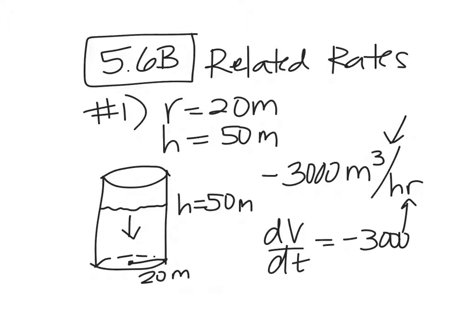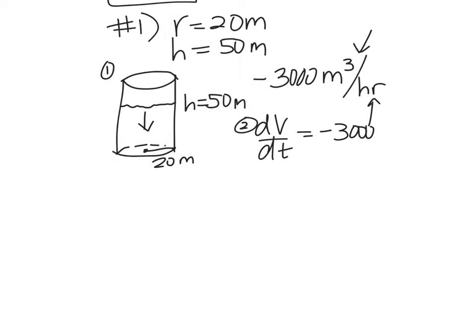So step 1, I have to draw the figure, which we did. Step 2 asks me to identify the variables and the rates. So I identified r and h, and there's dV/dt. Number 3, identify the rate to find. What was the question asking? How fast is the water level dropping? We are trying to find how fast the height is changing. dh/dt is what we're trying to find in this problem.